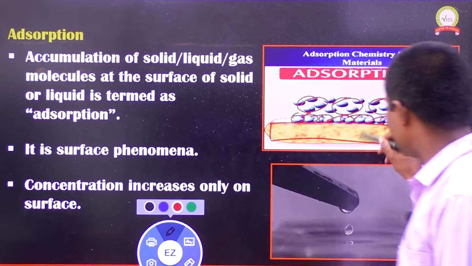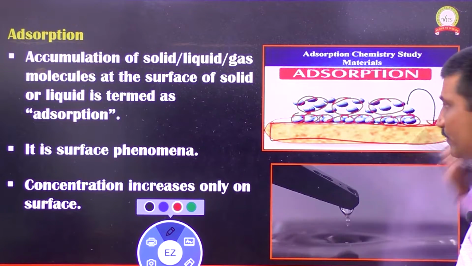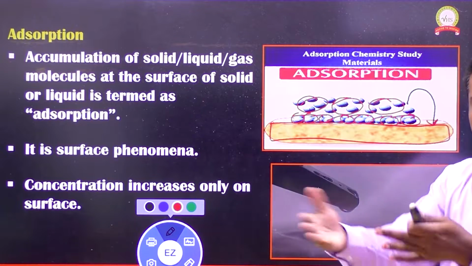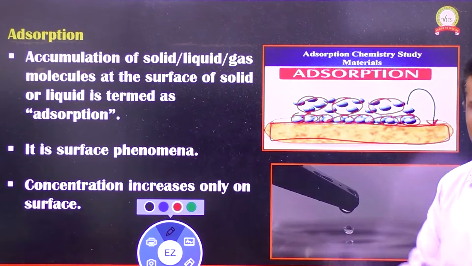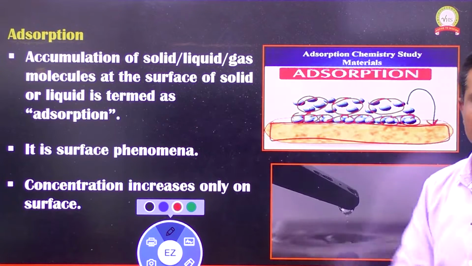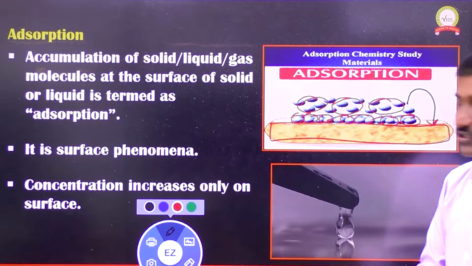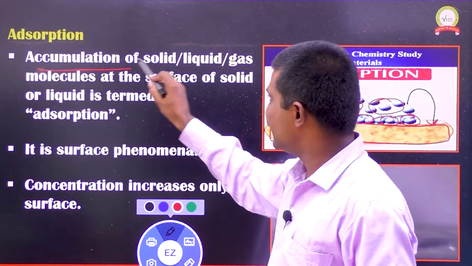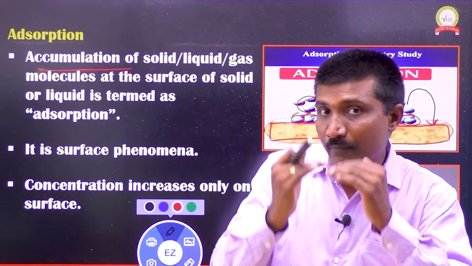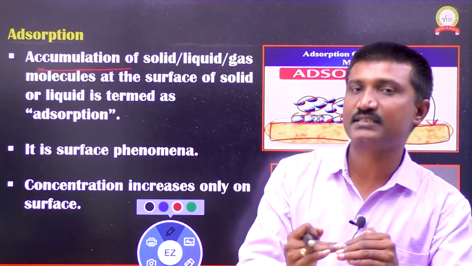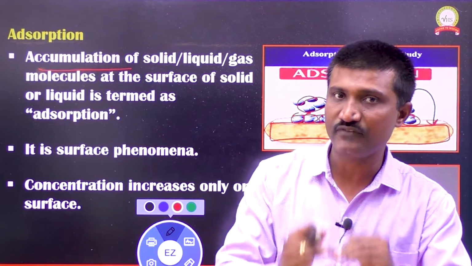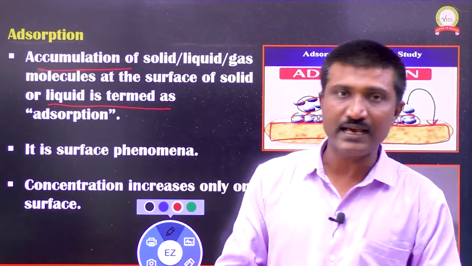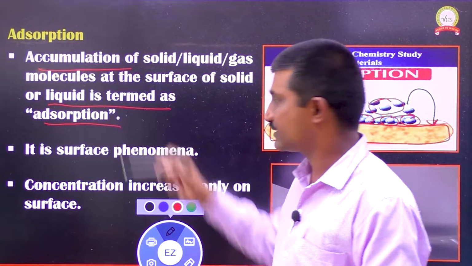So here accumulation means the particles are coming and occupying on this surface. Whatever objects we are taking in this class or in this environment, some dust particles come and occupy on the surface, right? So here also that coming and occupying we are calling as accumulation. That accumulation of molecules or particles of a substance on the surface of another one we are calling as adsorption process.